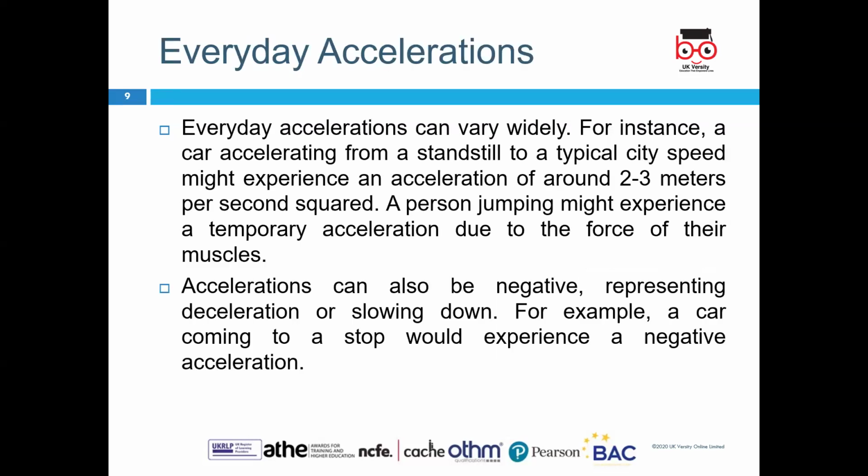Examples of everyday accelerations: for instance, a car accelerating from a standstill to a typical city speed might experience an acceleration of 2-3 meters per second square. A person jumping might experience a temporary acceleration due to the force of their muscles. And then you have acceleration due to gravity, which is 9.8 meters per second square. It pulls you down with an acceleration of 9.8 meters per second square.